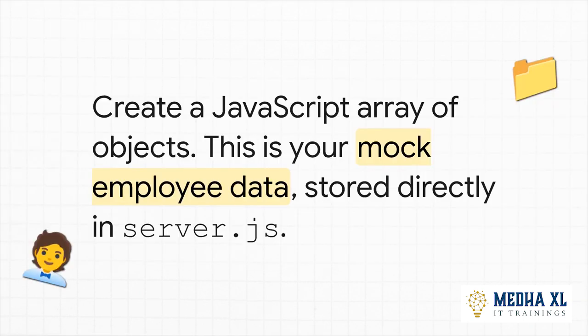First up, the data. And look, we're not doing anything fancy here. We're literally just creating a JavaScript array with some employee objects, right inside our server file. This is our pantry, fully stocked with all the ingredients our app is going to need. No more trips to someone else's store.